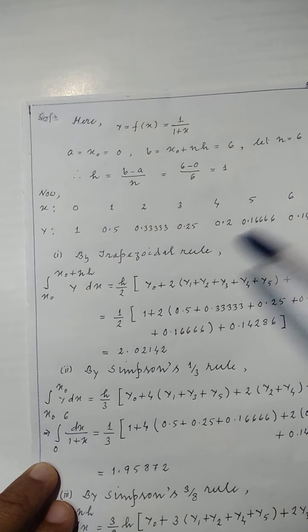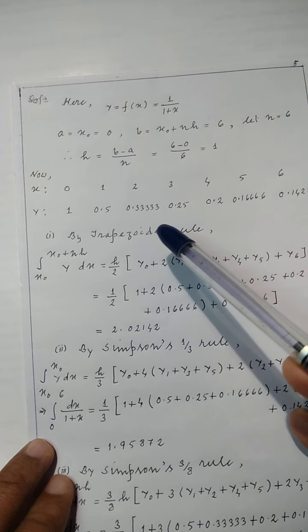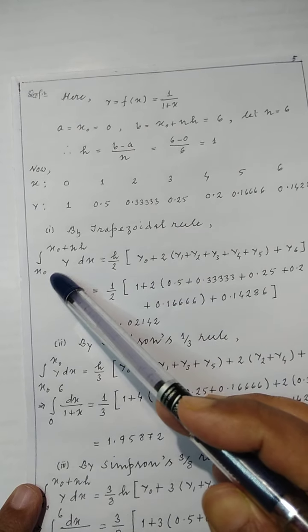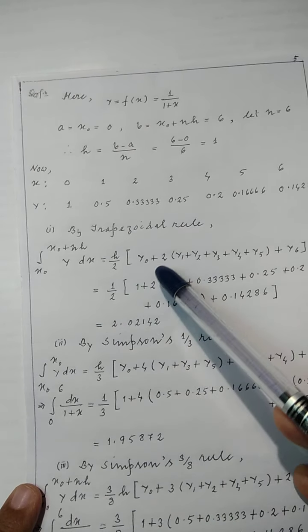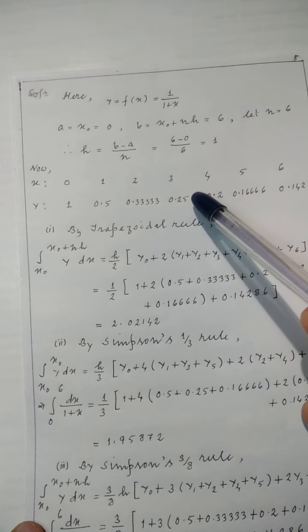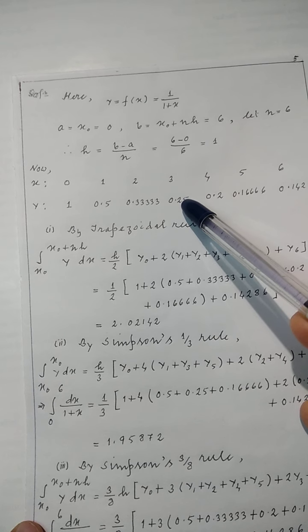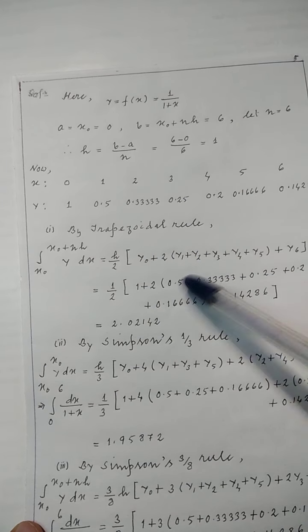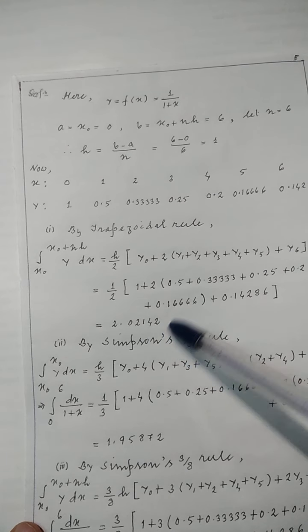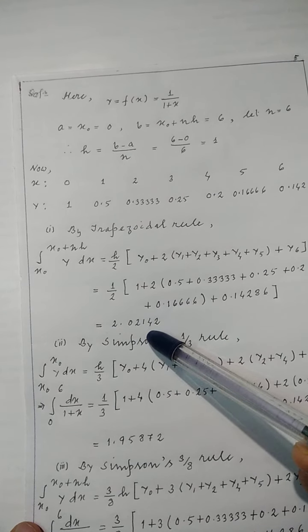Now exactly in the same manner, first we have to find out the value of the definite integral by trapezoidal rule. So you know the result for trapezoidal rule, just now I explained. You just substitute the values of the entries from the table and simplify the expression. So you'll get the value of this definite integral using trapezoidal rule. So here you'll get 2.02142.